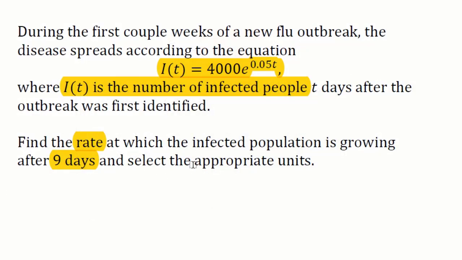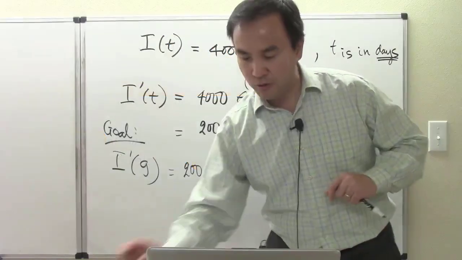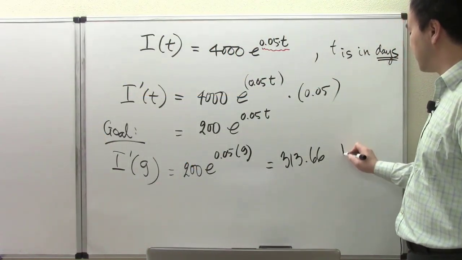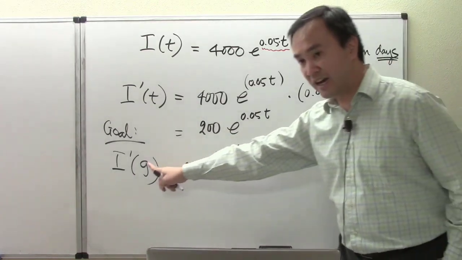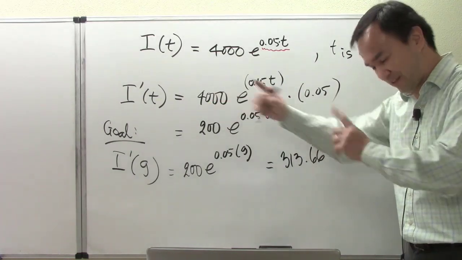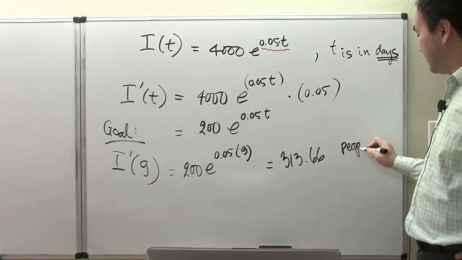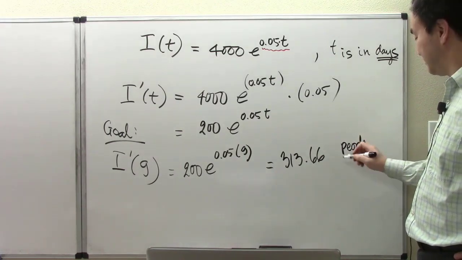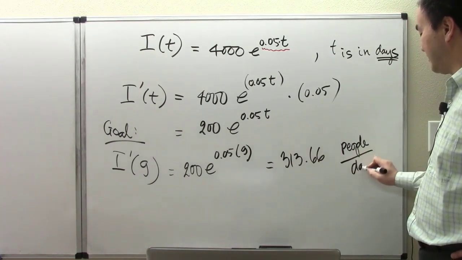So let's select what should be the appropriate unit right here. So here we're looking at what? The I itself here means the number of infected people. So that's indicating how many people, right? And our time here, t, is in days. So clearly speaking, our appropriate unit should be people per day. Right on the 9th day, or maybe the 10th day because it's 9 days later. The infection is growing at that many people per day.